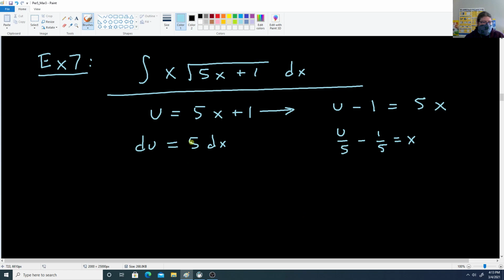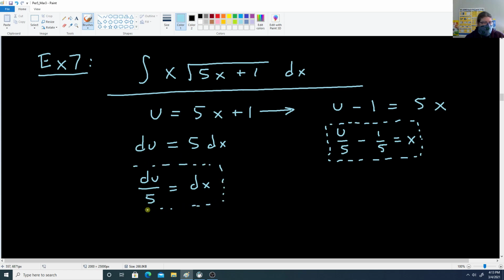Over here I'm going to solve this for dx. So I'm going to say du divided by 5 is dx. So now I know what, so I'm going to box these in. These are intermediate steps. These aren't the actual answer. So these are important things, but they're not our actual answer.